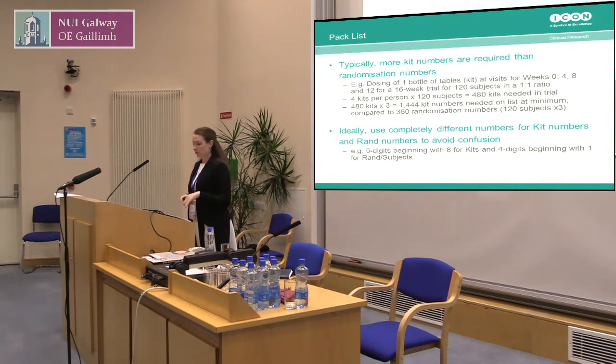Ideally, just logistically, you don't have to, but it's a good practical thing to do: use completely different numbers for the kit numbers and the randomisation numbers. So kit numbers are 5 digits beginning with 8. Randomisation numbers are 4 digits beginning with 1. That way you can't run the risk of somebody's randomisation number also looking like a kit number and giving them something that looks like their randomisation number instead of the kit number they were meant to get. That can get confusing. A lot of numbers does. So making them very distinct just makes it easier at site so that mistakes don't happen.